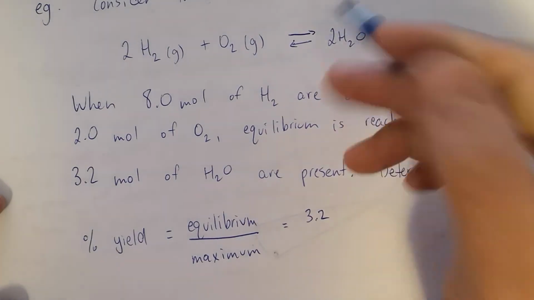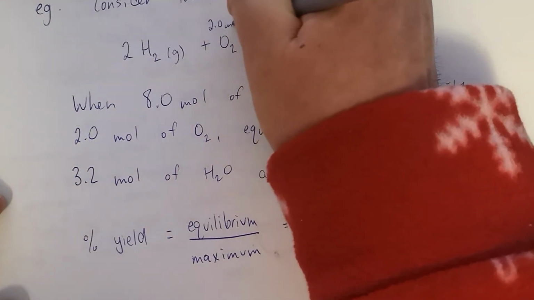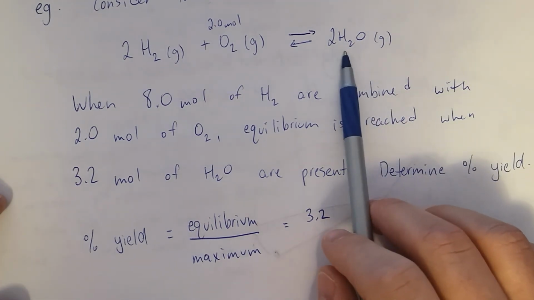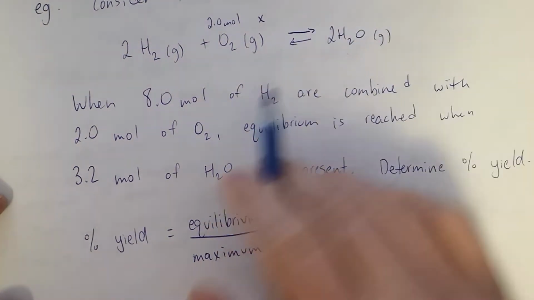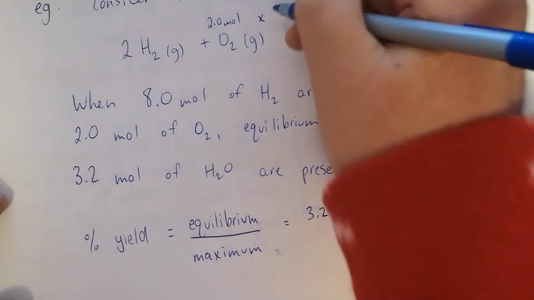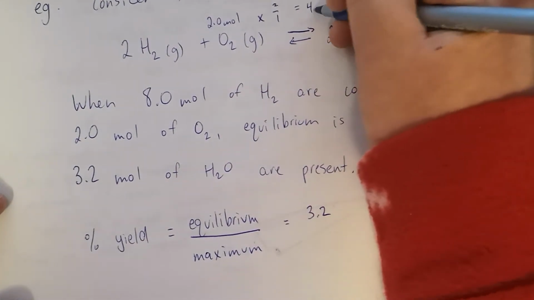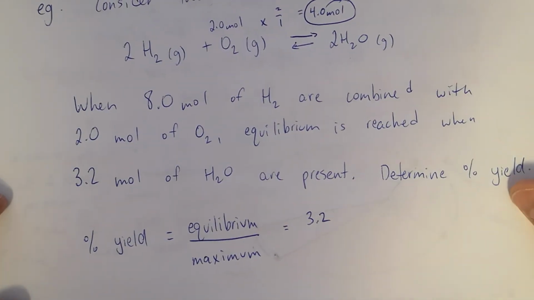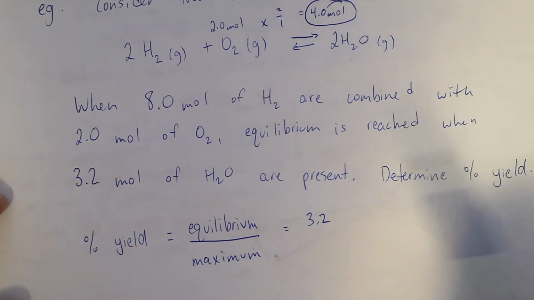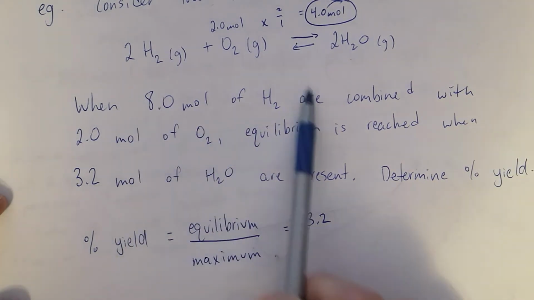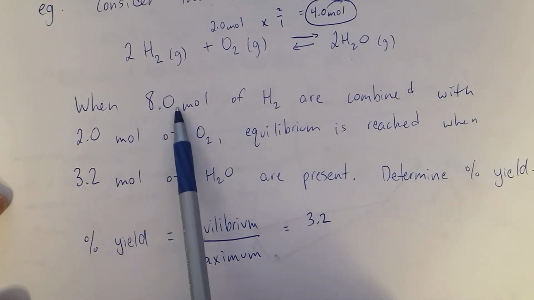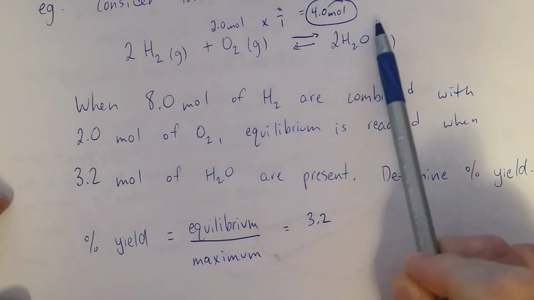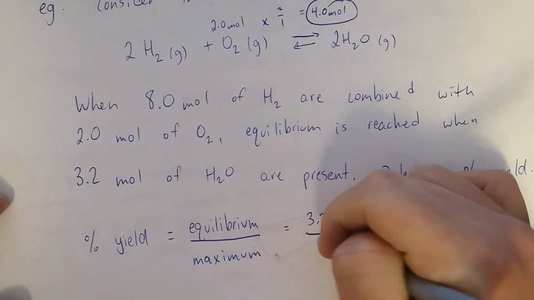Okay? So if we assume that 2 moles of oxygen react, that'll tell us the maximum amount of water. Okay? We just use stoich here. 2 moles of oxygen times the molar ratio, which would be 2 over 1. So the maximum amount of water we could possibly get here would be 4 moles of water. Okay? And again, we ignore the hydrogen because there's excess. It can't all react. The oxygen could conceivably all react. If it did, that would tell us the maximum amount of water. So that's what we divide by here.